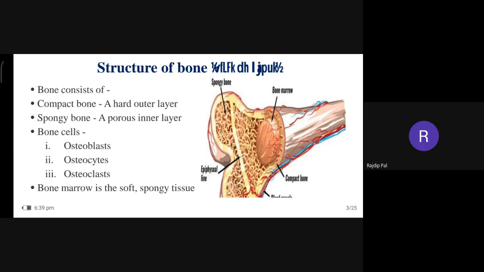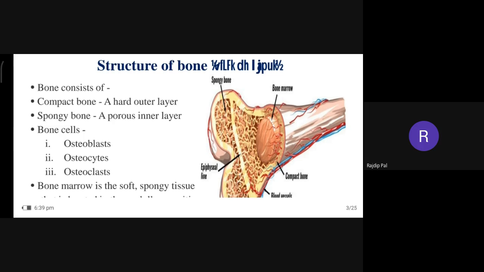And the next one is bone cells: osteoblasts, osteocytes, and osteoclasts. These are the three types of cells we can find in bone. And the next part is bone marrow, the soft or spongy tissue. Here we can see in the middle of bone a rounded structure, like a maroon colored rounded structure just in the middle of bone. This is bone marrow.